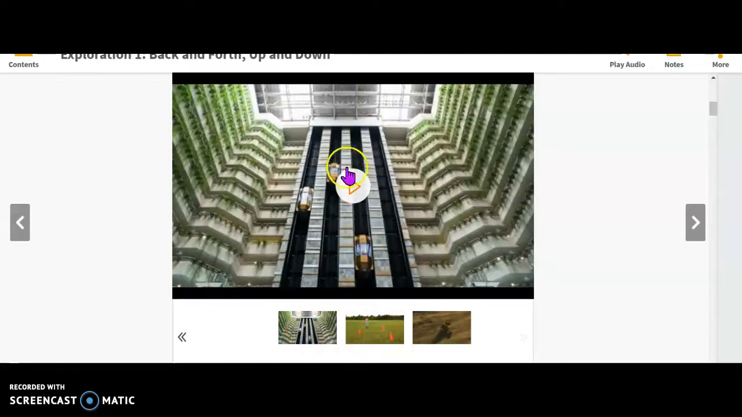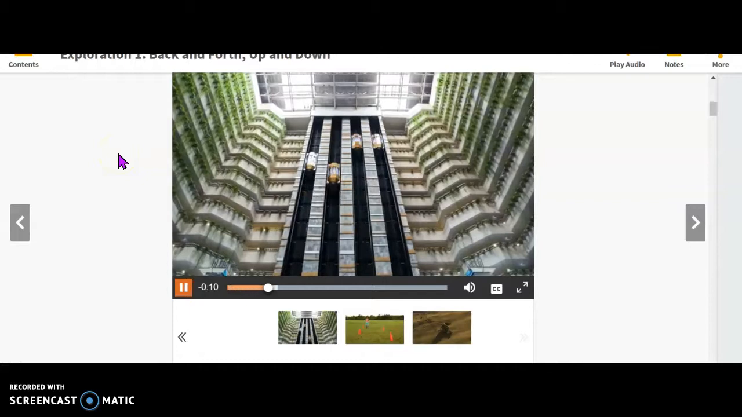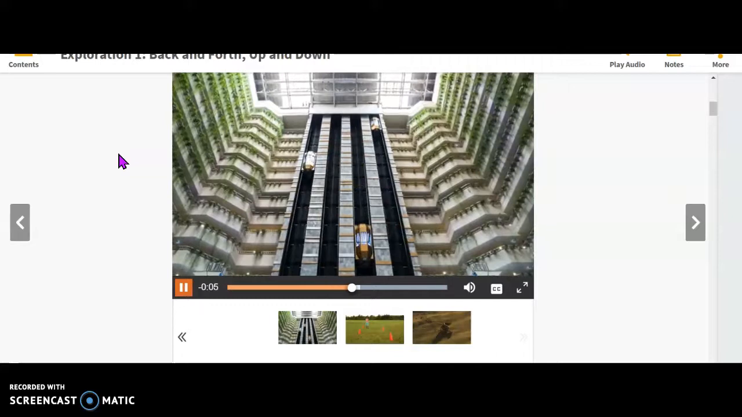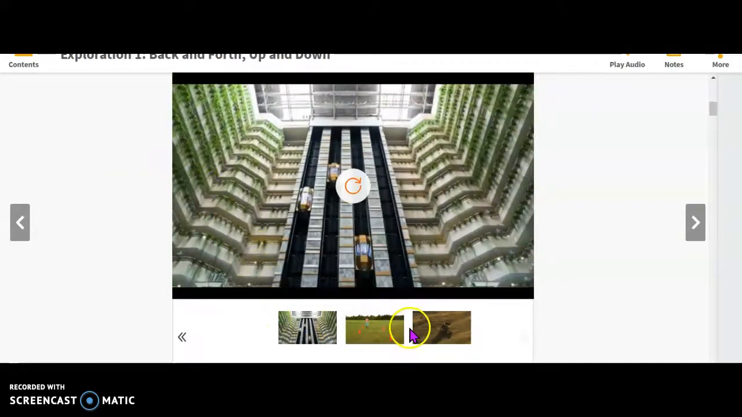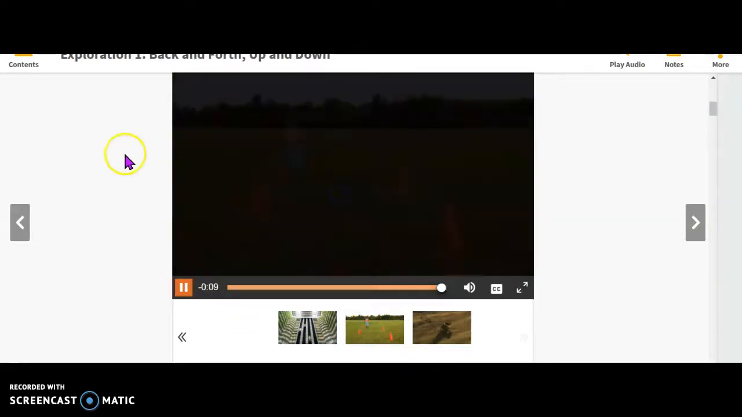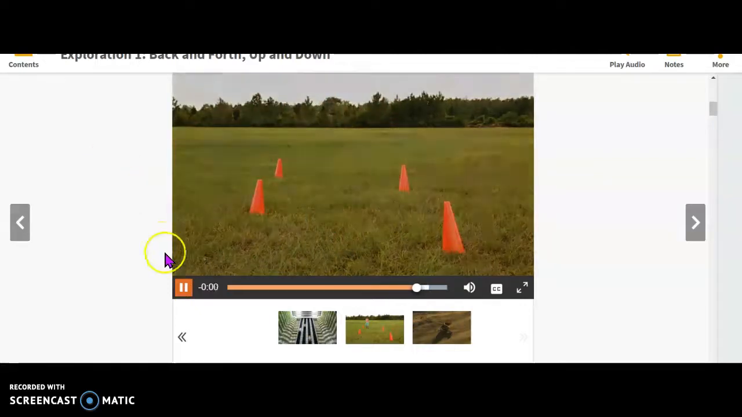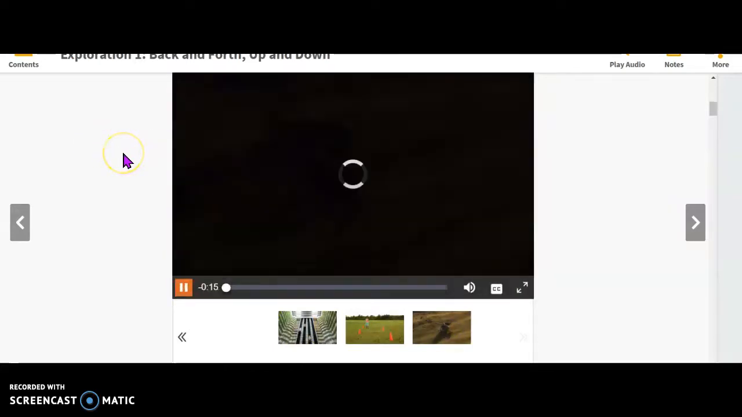Another example they have for this one is the elevators. What are they doing? Is it back and forth, spinning, up and down, or zigzag? And the last example, letter D, we've got a girl running through the cones. What type of motion is this? Is this back and forth, spinning, up and down, or zigzag? The same type of motion is shown by the snake. What's the snake doing? What type of motion is that?